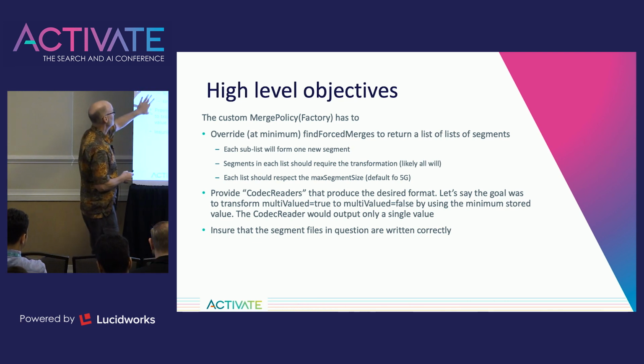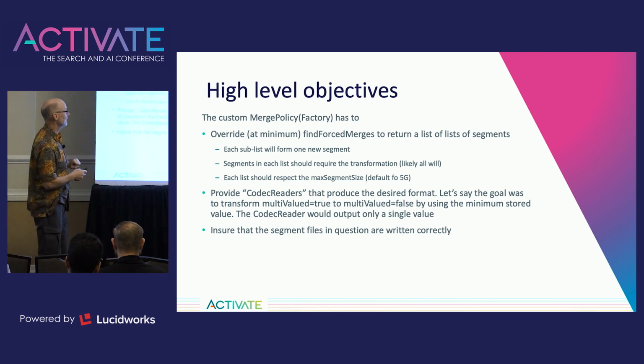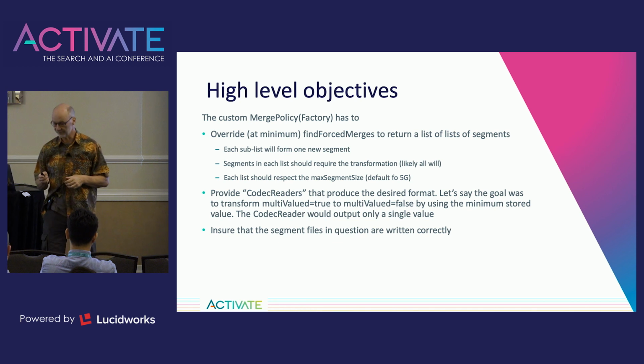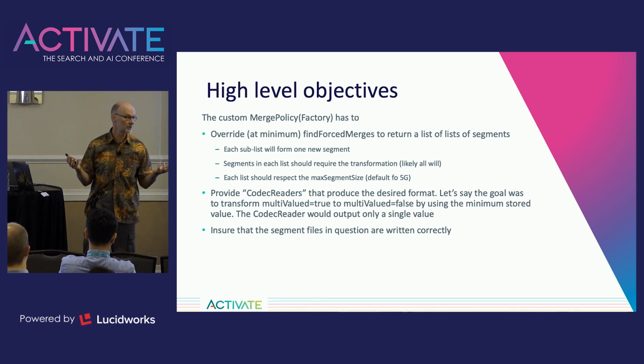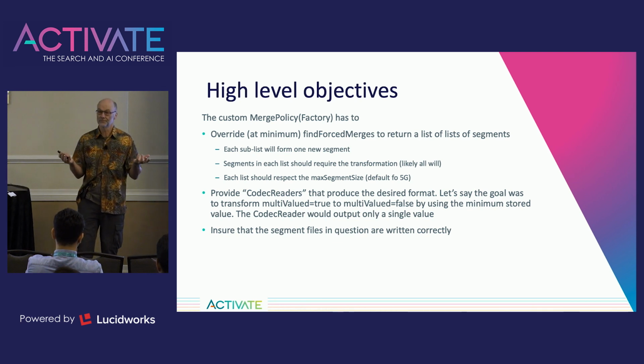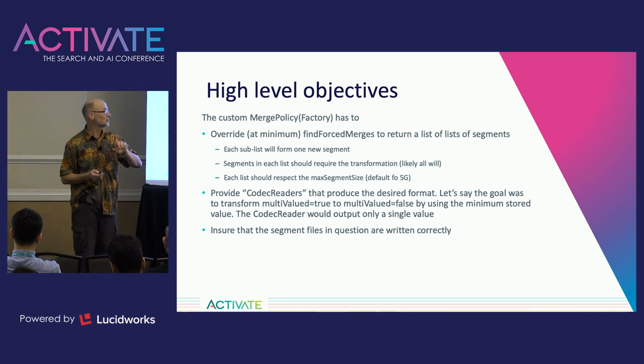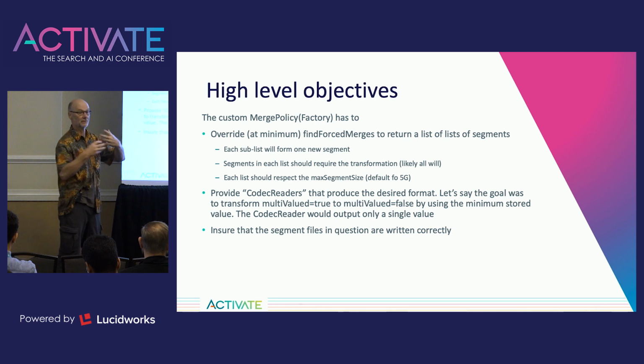There are heuristics in the normal find forced merges to say, well, do I need to merge this thing? Especially in 7.5, if there are no deleted documents, this segment may be skipped. You have to make sure that doesn't happen. So that's why you're overriding this, so you can return all of the fields.